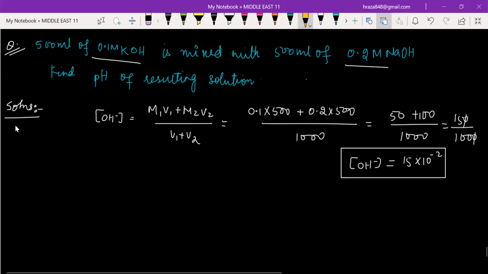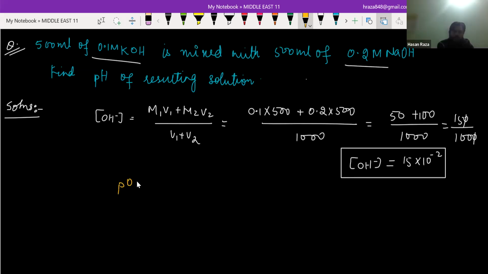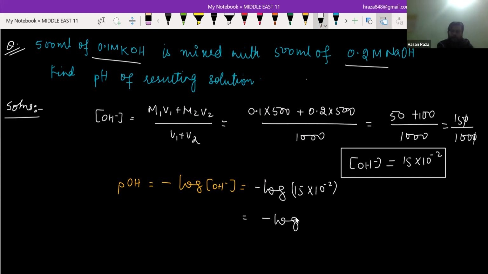Now what we are going to do is find pOH. pOH is basically minus log of OH minus. So we put the value of OH minus in the formula: log of 15 into 10 raised to the power minus 2. Applying the formula, we get log 15 minus log 10 raised to the power minus 2. We don't know the value of log 15 directly, so I'm going to write 15 as 3 into 5.